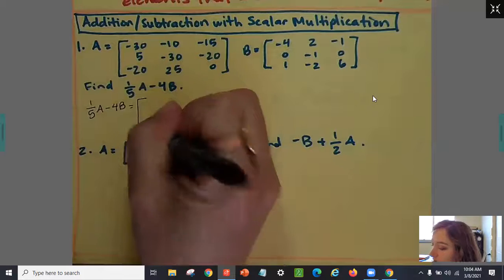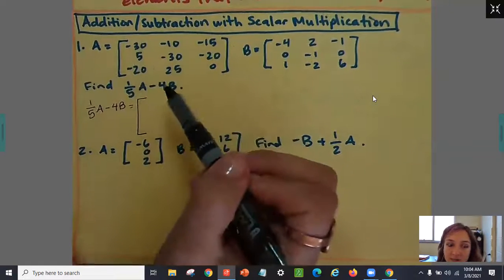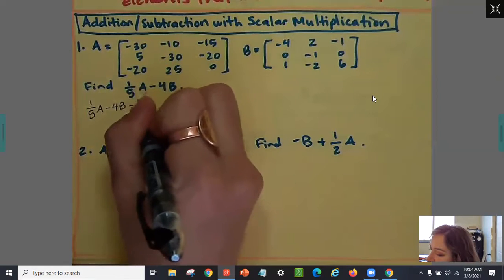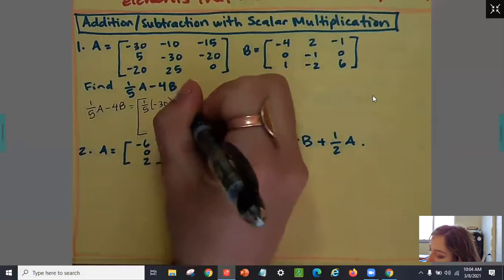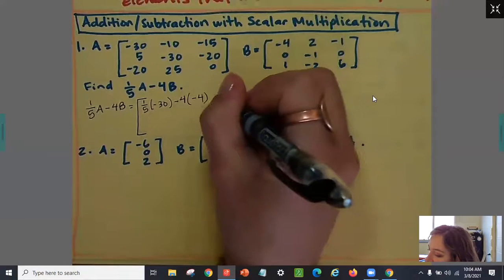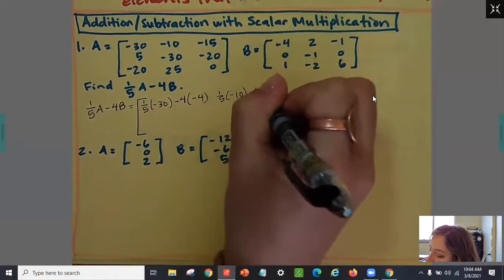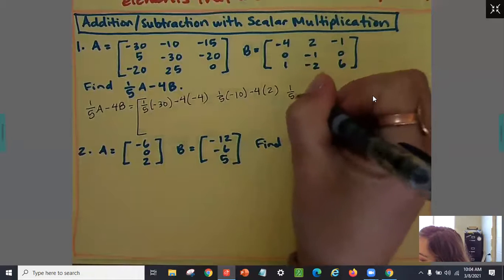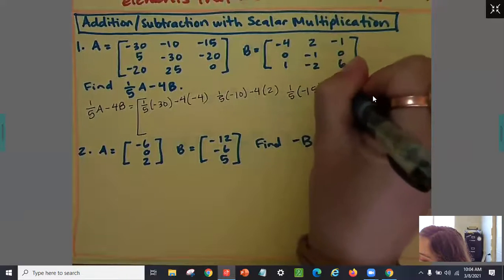Okay, so let's make our matrix here. I'm going to be doing 1/5 a minus 4b, so I'm just going to write it out. 1/5 times negative 30, and then minus 4 times b, so negative 4. Going to do the same thing with the next one: 1/5 times negative 10 minus 4 times 2. Then 1/5 times negative 15 minus 4 times negative 1.